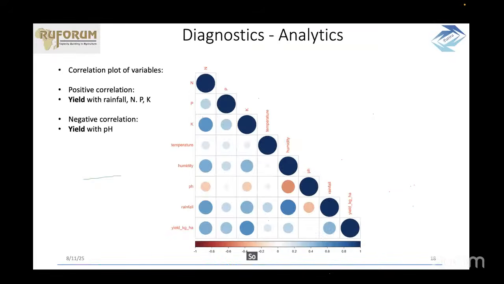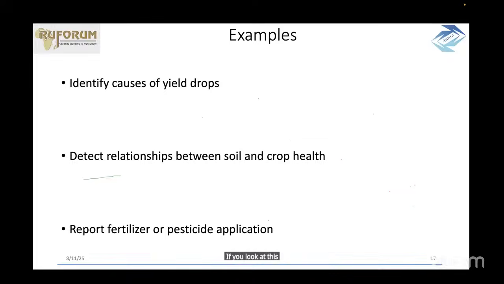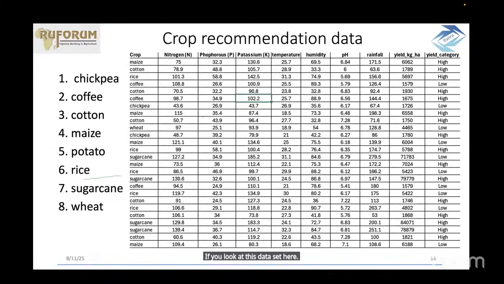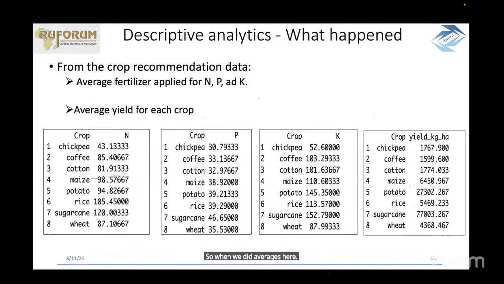So this is an example. Correlation is part of diagnostic analytics. If you look at this data set here, we have different types of crops, different types of fertilizers, and temperature, humidity, and so forth. When we did averages here, it told us what happened. But now, when you go to diagnostic analytics, we have to go beyond these numbers.